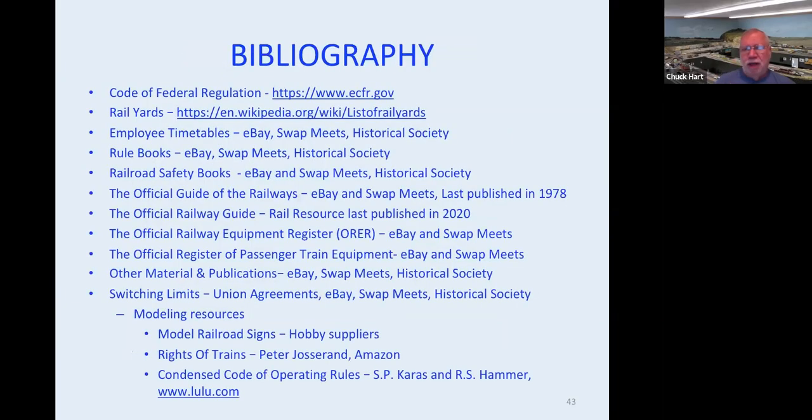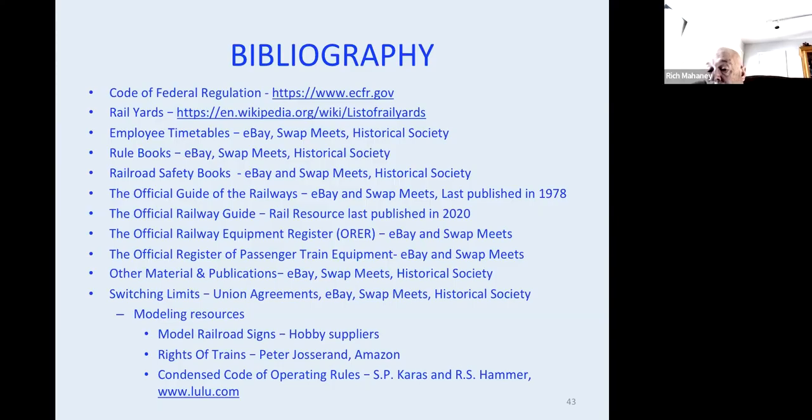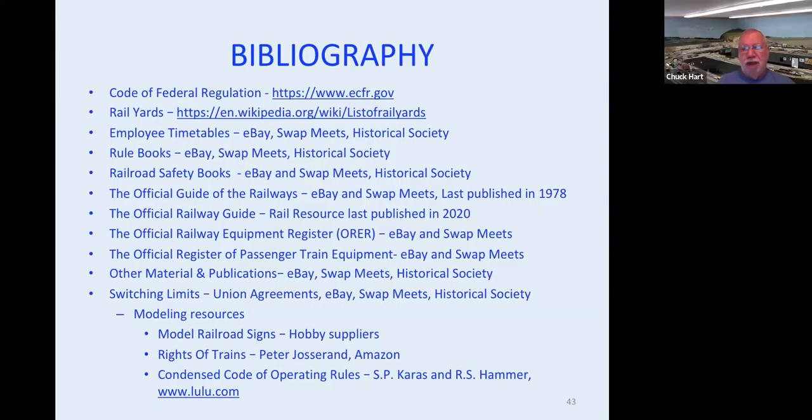All right, I want to go over the bibliography, and this is the last slide, if you can bear with me. Code of Federal Regulations: you can find the entire code at ecfr.gov. And I should mention that when you go to Title 49, which is transportation, you'll find 99% of what you want to know about railroads. However, the Code of Federal Regulations has information about railroads in many of their titles.